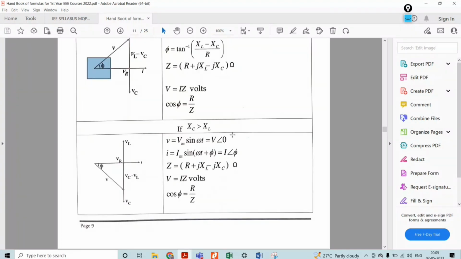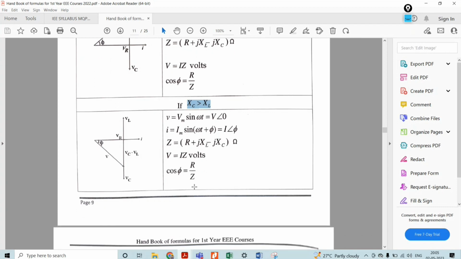Second case is what? XC is greater than XL. If the capacitive reactance is more than the inductive reactance, then what happens? The series RLC circuit acts as a capacitive circuit. In a capacitive circuit, current will lead the voltage by an angle phi. So V is equal to Vm sin omega t, I is equal to Im sin of omega t plus phi. This you have to remember whenever XC is greater than XL. Then what is V? Product of current and impedance, that is I into Z. Cos phi is R by Z.